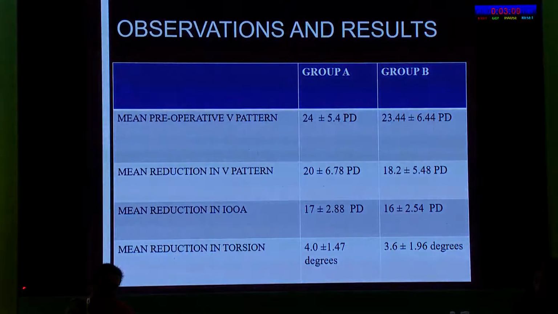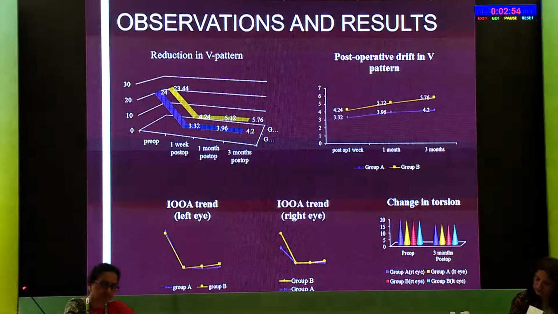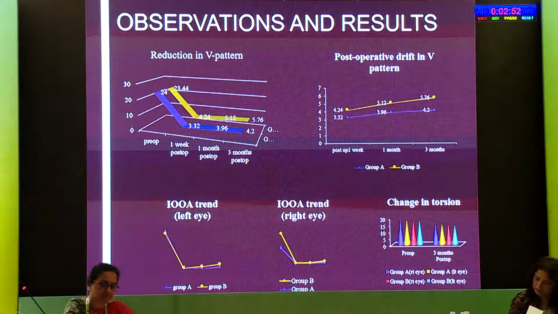The mean preoperative V pattern was 24 prism diopters in group A, 23.44 prism diopters in group B. Mean reduction was 20 prism diopters in group A and 18.2 prism diopters in group B. Mean reduction was 17 prism diopters in group A and 16 prism diopters in group B. The graphical representation shows a significant reduction in V pattern preoperatively and postoperatively.